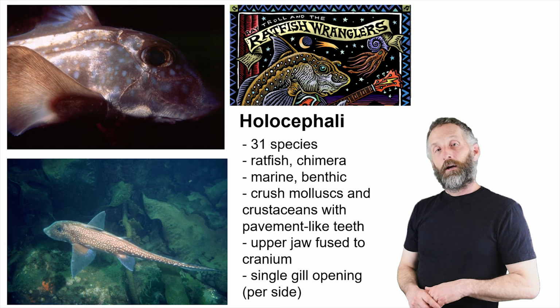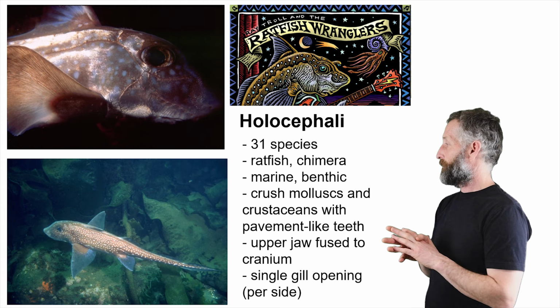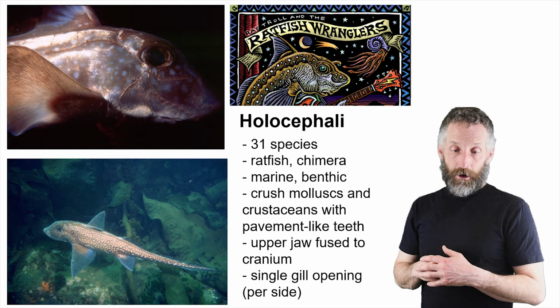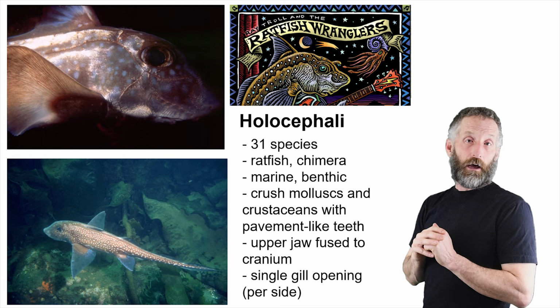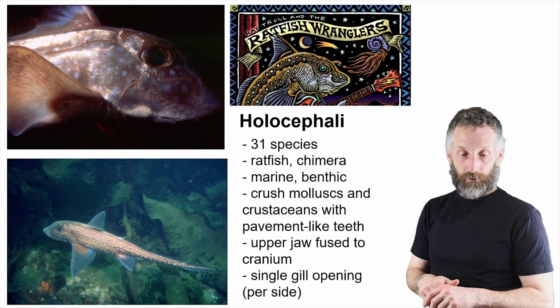Holocephali are the rat fishes. It's just a cool, weird group. 31 species. They're also called chimera. They're found in marine and benthic environments. They can often be deep, but not always. In fact, I took those two pictures there off a dock near Seattle while scuba diving. So they can come in relatively shallow, but they are benthically oriented. They have this long rat-like tail, which is why they've been called rat fishes.